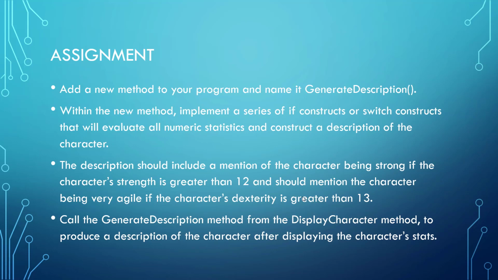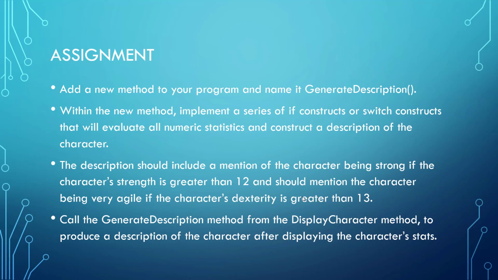So as usual, I have an assignment to make sure that you understand what it is that we worked on. Here's what I'd like for you to do. In addition to the code that we already wrote together as part of this lesson, add a new method to your program and name it GenerateDescription. This will be a static void. Within the new method, implement a series of if constructs or switch constructs. I don't care if you use if or switch, it doesn't matter. That will evaluate all numeric statistics and construct a description of the character.